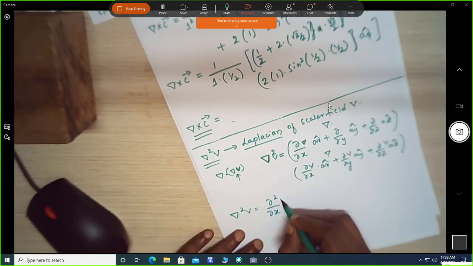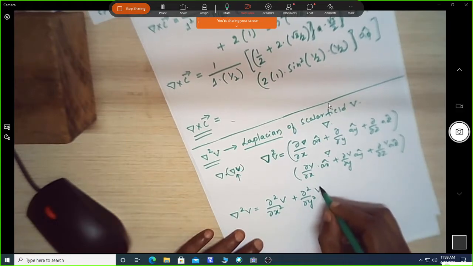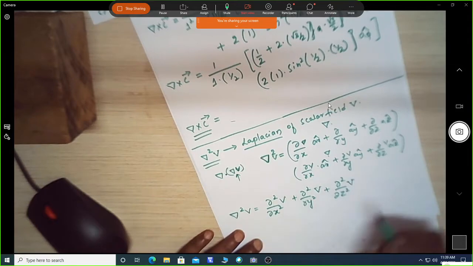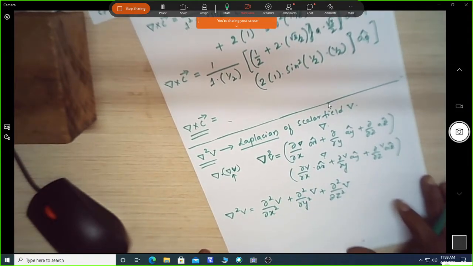Okay, so now we can define this del square V in Cartesian coordinate system as del square by del x square of V plus del square by del y square of V plus del square by del z square of V. So this is the Laplacian in the Cartesian coordinate system.